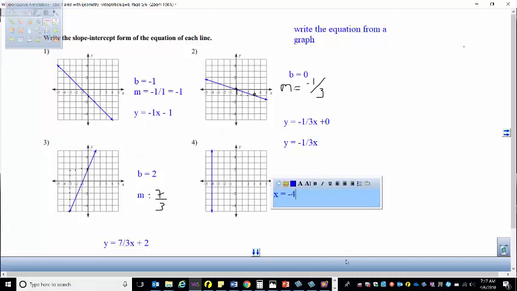Okay, so now you need to go to Canvas and you need to try to practice some problems where you make the equation if you see the picture.